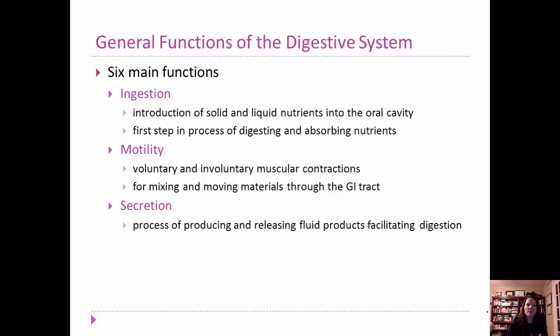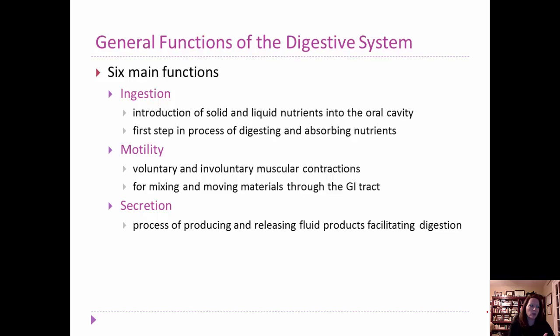So the second main function is going to be motility. This is going to be any kind of voluntary or involuntary muscular contractions that are going to help mix and move materials through the digestive tract. So this might be contracting the skeletal muscles that are responsible for chewing your food, or it's going to be responsible for those smooth muscle contractions that are going to help move and propel food through the digestive tract.